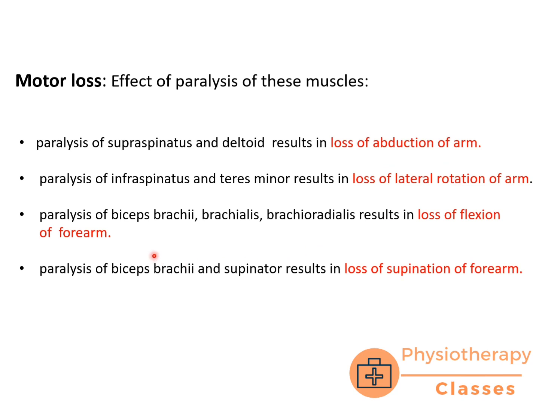Now biceps brachii, brachialis and brachioradialis are involved in flexion of the forearm, so their paralysis will result in loss of flexion of the forearm. Biceps brachii and supinator are responsible for supination of the forearm, so paralysis of these muscles results in loss of supination of the forearm. Therefore, the forearm will remain extended and pronated.